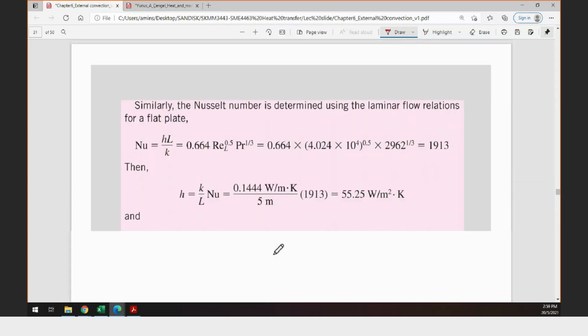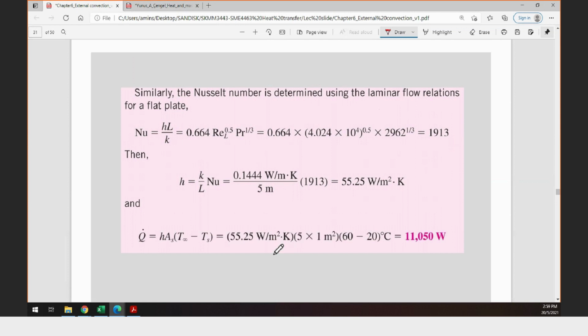Next, you need to calculate the h. How? You know that it's laminar, so find the equation of the Nusselt number for the average or entire system under laminar condition. This is the value. You know the Prandtl number, you know the Reynolds number, you calculate, and this equals 1913.